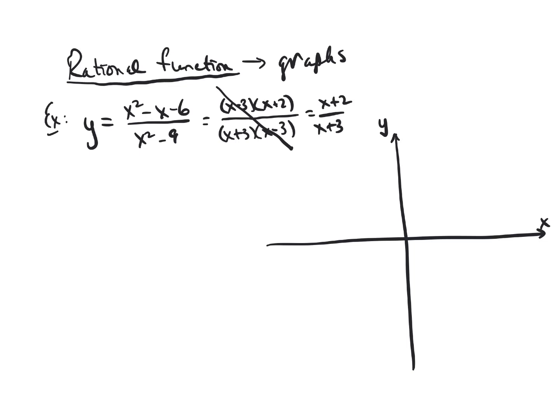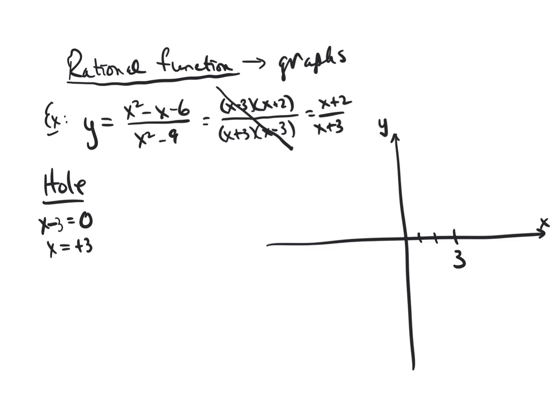Whenever we have a canceled factor, we're going to end up with a hole. And the hole always occurs where the canceled factor would be equal to 0. In other words, if you move negative 3 to the other side, the canceled factor is going to occur at x equals 3. So the hole is going to occur at 3.